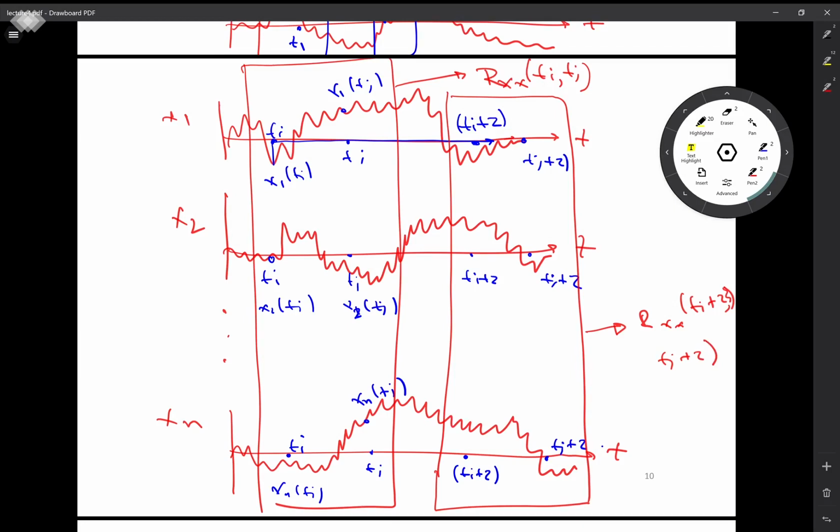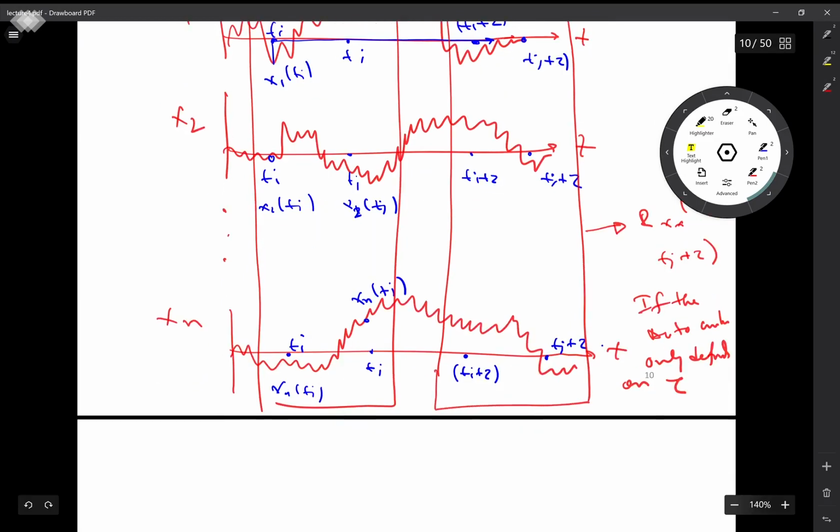Now if the autocorrelation only depends on the difference of shifting, that means the tau, that means the shift of both the times, only depends on tau, not on whatever time we are considering, then we call the process WSS.